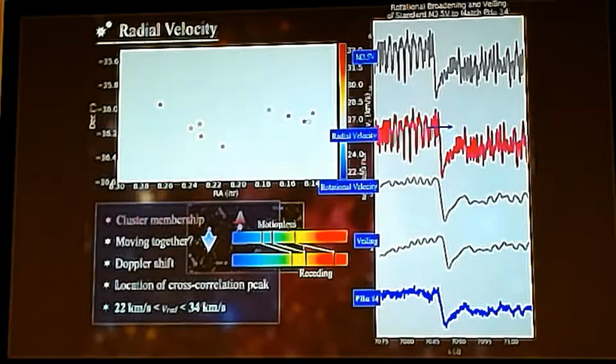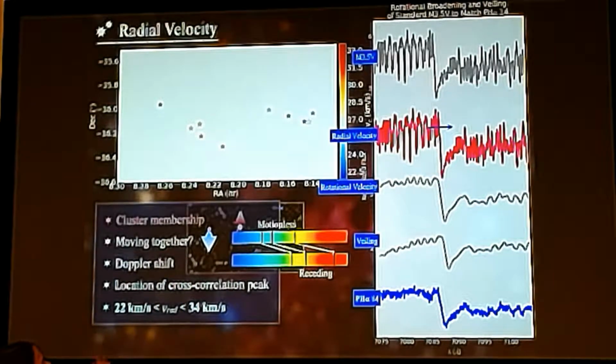The radial velocity, this is pretty straightforward. It manifests as a Doppler shift. So you just take your standard spectrum, move it around till everything lines up. And then you say, okay, that's how fast my star is moving. Here are the results, just quick results for these 10 stars. Bit of a range, but as you can see, it's color-coded. This is RA versus DEC, and it's color-coded for radial velocity.